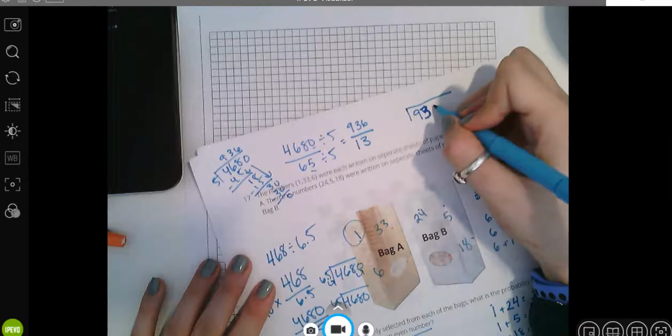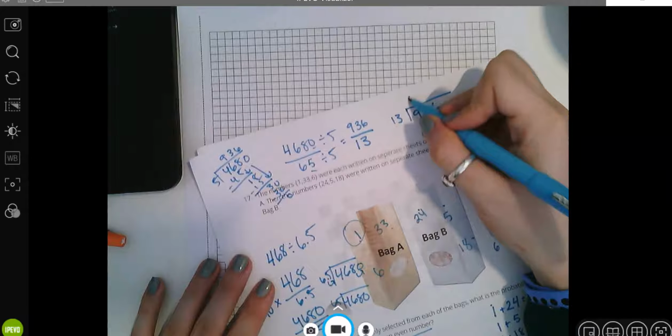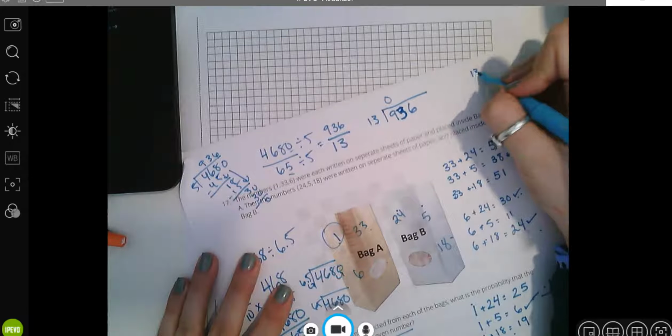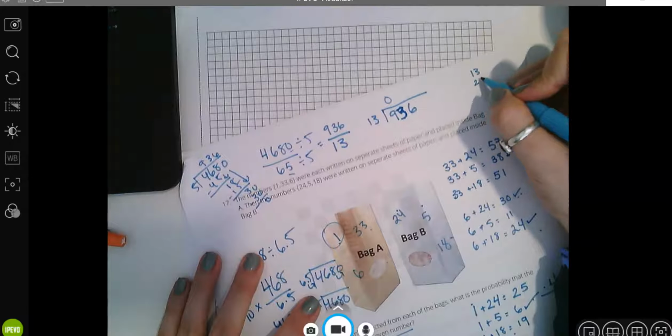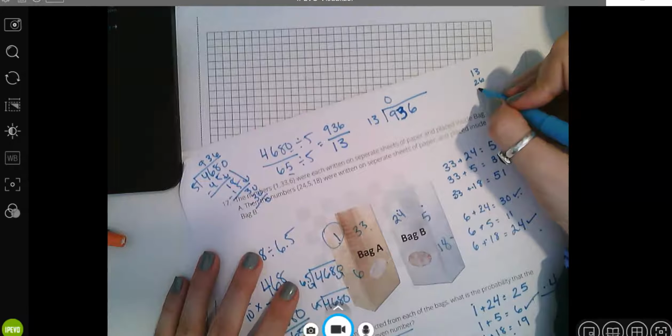But you know what? That's simpler because I can figure out my multiples of 13 a lot easier than my multiples of 65. Okay, 13 goes into 9 0 times. 13 goes into 93. Yeah, it definitely does. Let me just figure it out. 13 times 1 is 13. 13 times 2 is 26. 13 times 3 is 39. 13 times 4 is 26 times 2. That's going to be 52.